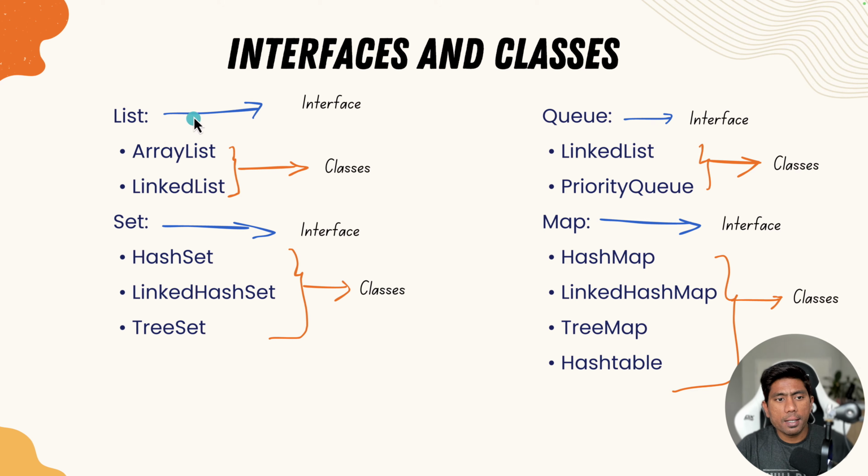So you can see that List is basically going to be an interface in Java. And this interface is going to be implemented by two classes, ArrayList and LinkedList. So this is a collection. ArrayList is basically going to be a collection, and LinkedList is also going to be a collection.